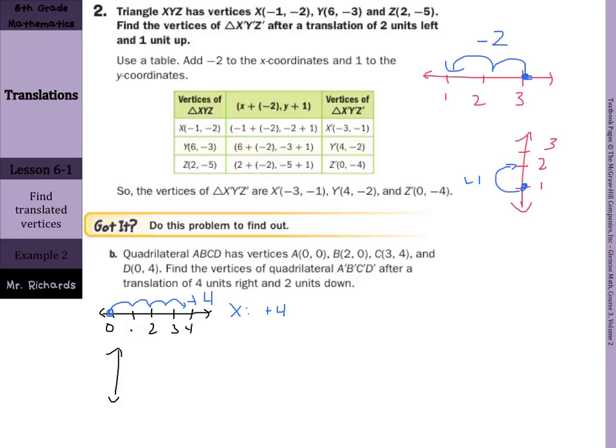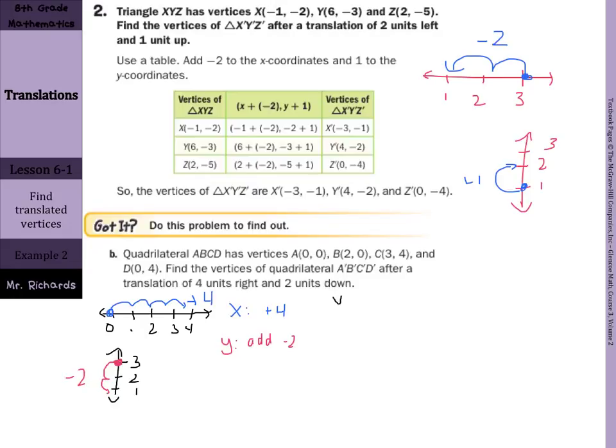And if you need to, you can still do the same for your units down. You just say, all right, 3, 2, 1, and you know you're going down, so might as well start at 3, and say, okay, I'm going 2 units down, 1, 2. Well, that's like the same thing as adding a negative 2. So our y-coordinates, we're going to be adding a negative 2.